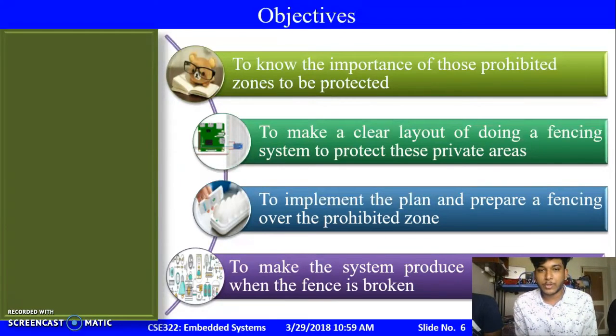This is Charan. Now I'm going to tell about the objectives of the project. The objectives are to know the importance of those prohibited zones to be protected, meaning the military fences are to be protected; to make a clear layout of a fencing system for private areas; to implement the plan and prepare a fencing over the prohibited zone; and to make the system procedure for when the fence is broken.